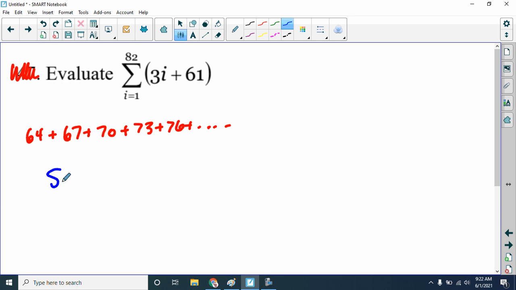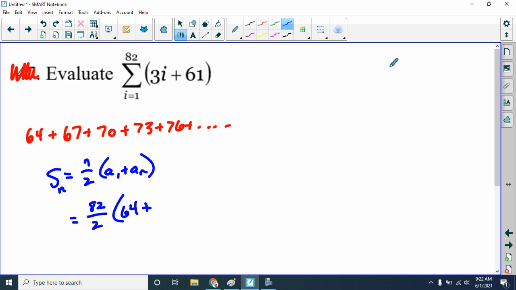So we can use the formula for an arithmetic series. It says the sum of the first n terms is n over 2 times the sum of the first term and the nth term. So in this case, n, the number of terms, well, I plugged in 1, 2, 3, 4, 5, all the way up, and I'm plugging in 82. I've got 82 terms there. a sub 1 is 64. a sub n, a sub 82 would be the 82nd term.